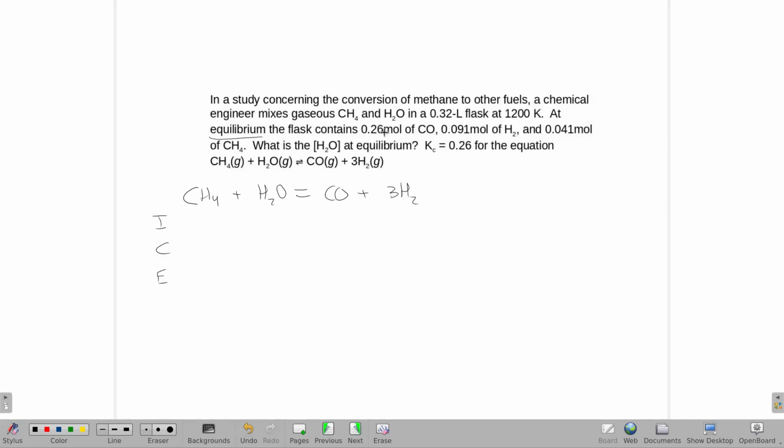So I give you moles, but remember how we want molarity in our ICE table? We're going to take this 0.26 moles for our CO, and divide it by 0.32 to get a molarity.